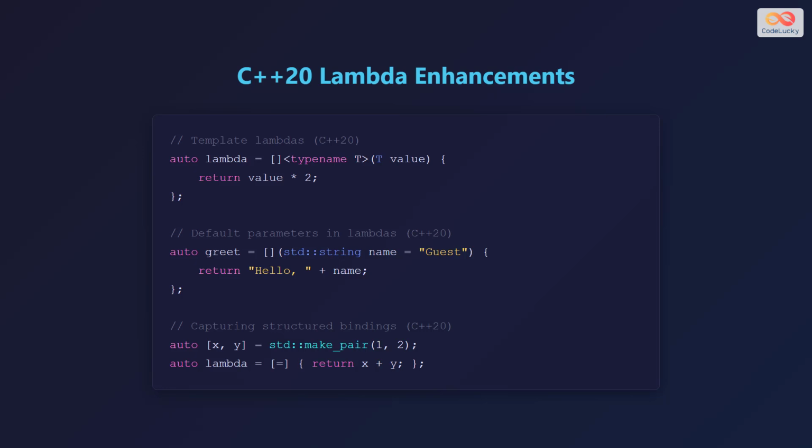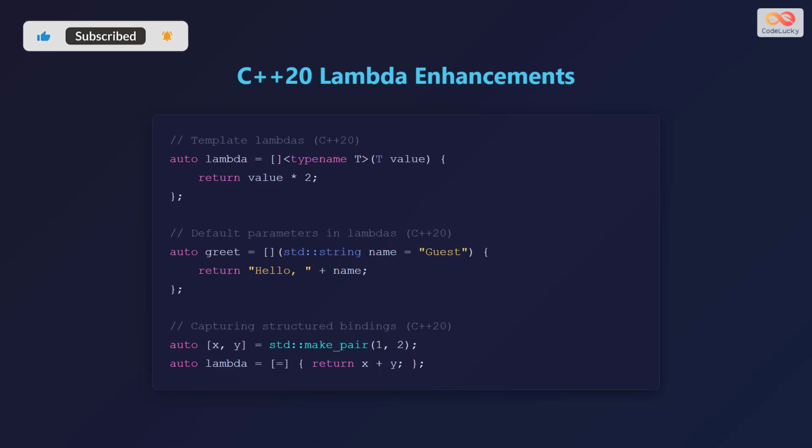Default parameters in lambdas are shown in this example. We define a lambda called greet, which takes a std::string called name with the default value of "Guest". The lambda returns "Hello, " concatenated with name.